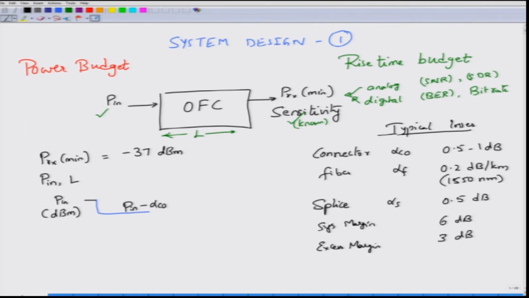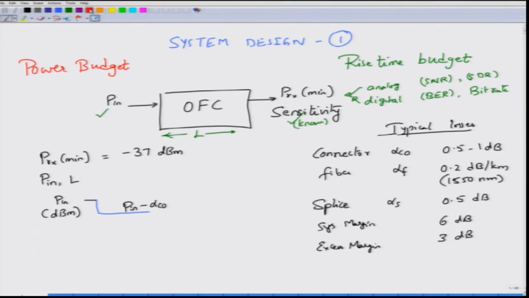So, this is the launch power into the fiber, but it has to be connected. This launch power coming from the transmitter has to be connected to the fiber by a connector. So, the connector will induce a loss of alpha C0, and the power drops to P in minus alpha C0.